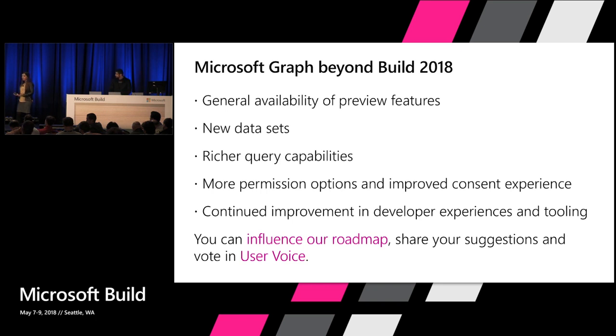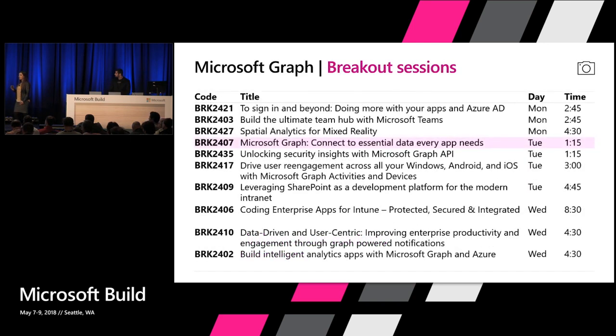And then, of course, you can influence the way we execute. So you can influence our roadmap by sharing your feedback and your feature requests through UserVoice. We keep an eye on this. We look at what are the things people are asking for, so share your suggestions in UserVoice and send us your feedback. There's a ton of Microsoft Graph sessions this week.